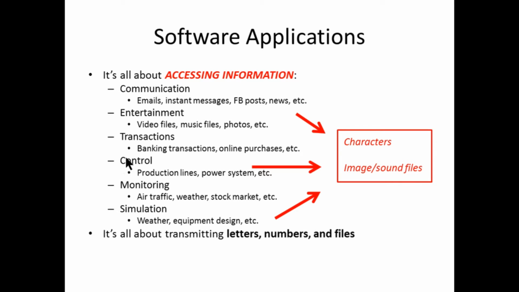And in other industries, you've got control. For example, production lines. When you're manufacturing everything from cars to airplanes to computers, those are all manufactured on production lines, and the industries control those production lines using software applications. And the same thing for power systems or traffic lights. Anything that's controlled uses software applications. And then monitoring. There's a lot of monitoring using software, such as air traffic, where they monitor the position and speed of airplanes. Weather, monitoring the weather throughout the United States and around the world.